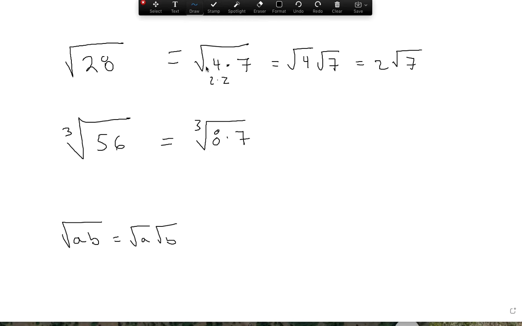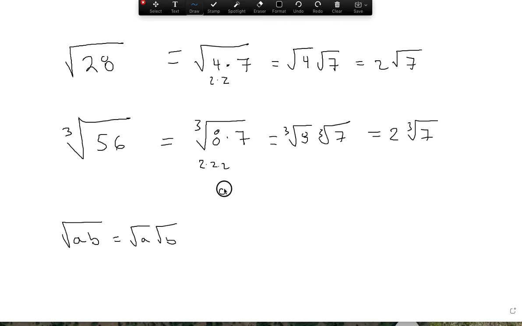So notice here I'm looking for a perfect square, and there I'm looking for a perfect cube. Here, 8 is 2 times 2 times 2, so it's a perfect cube. So I can think of this as cube root of 8 times cube root of 7. And the cube root of 8, the cube root of three 2's, is 2, and then cube root 7 is left behind. So that is basically the difference. So cube roots are actually a little bit easier.